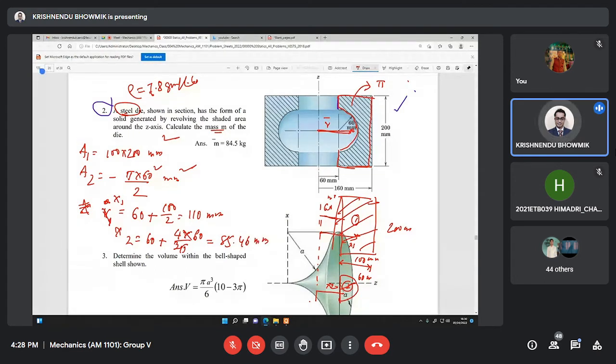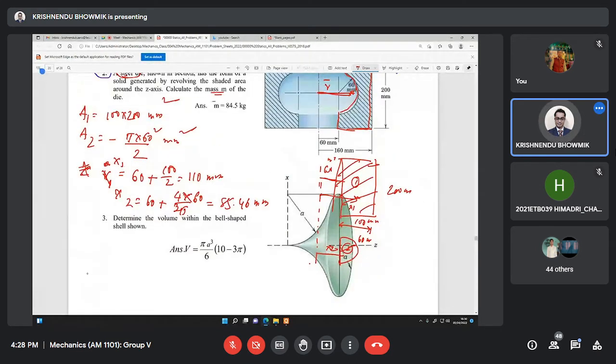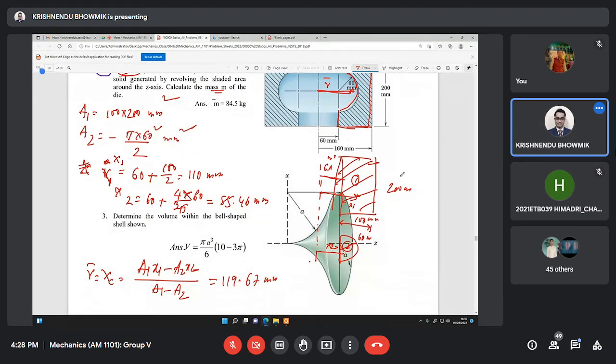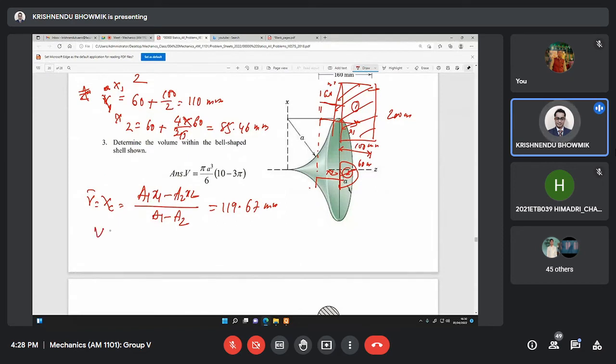Now the centroid location x bar or xc is (A1 x1 minus A2 x2) divided by (A1 minus A2), because here x1 is positive, x2 is positive, A1 is positive, A2 is negative. If you put in these values you'll get 119.67 millimeter. Now the volume will be generated as per the Pappus theorem: theta times xc times A.